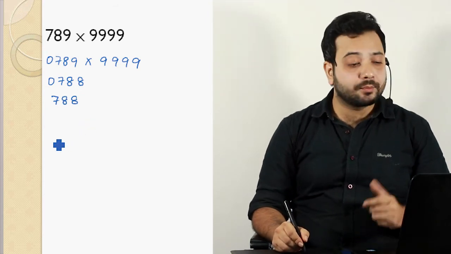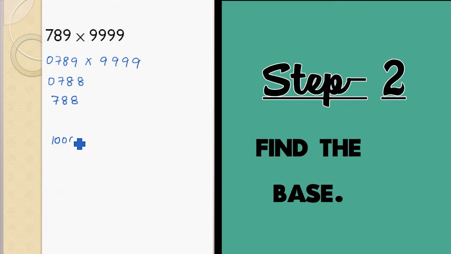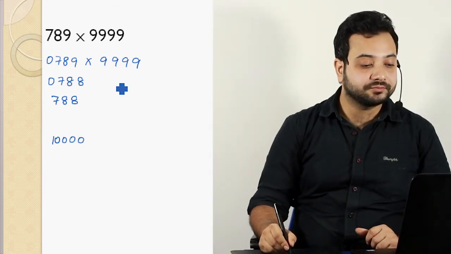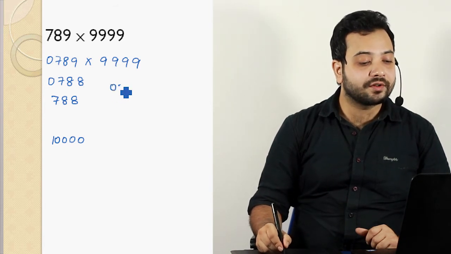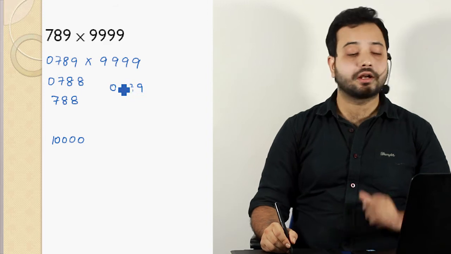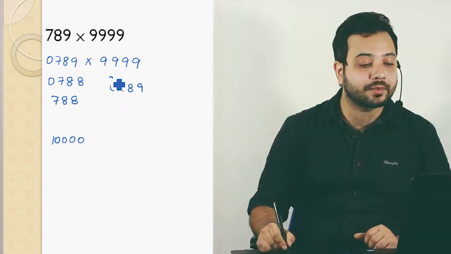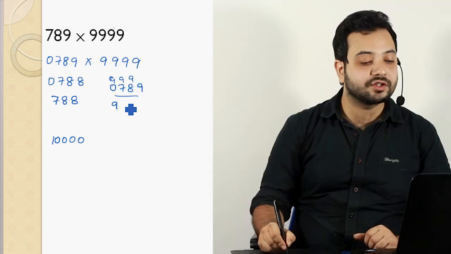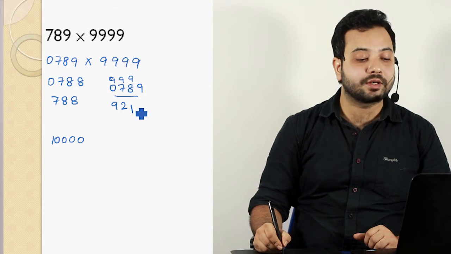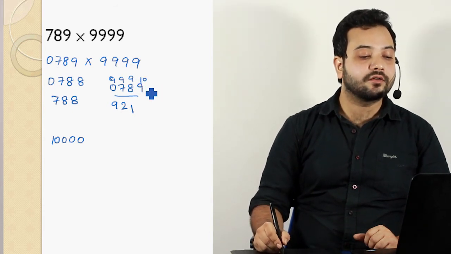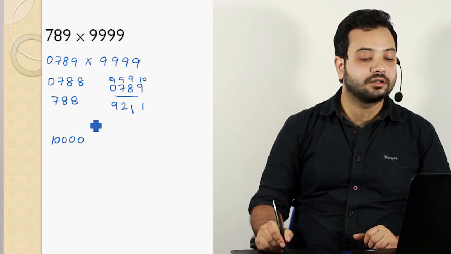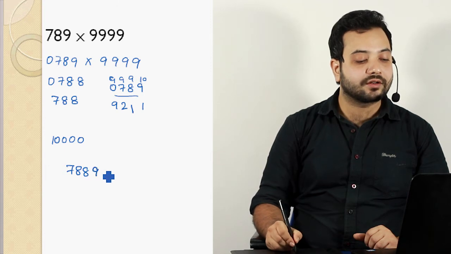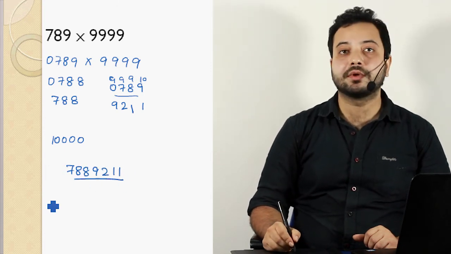Next is to find the base. You already know the base for this number is 10,000. And we need to subtract your number 0789 from 10,000. The way we have already discussed is to subtract all the digits except the last one from 9. So 9 minus 0 is 9, 9 minus 7 is 2, 9 minus 8 is 1. And for the last digit, subtract it from 10, and that is going to give me 1. And the final step, write both these numbers together, and that will be the answer to this multiplication.